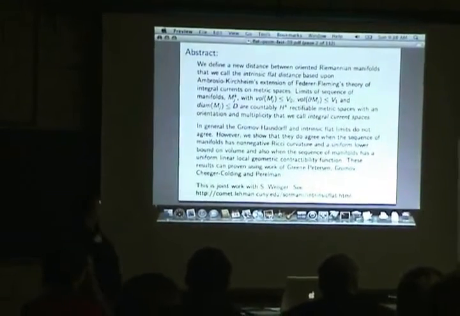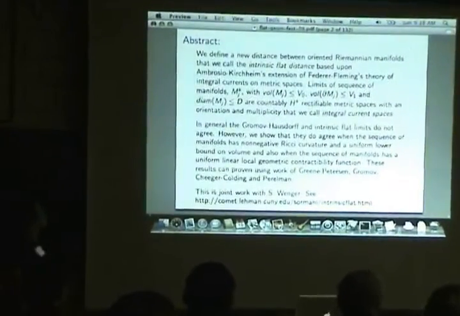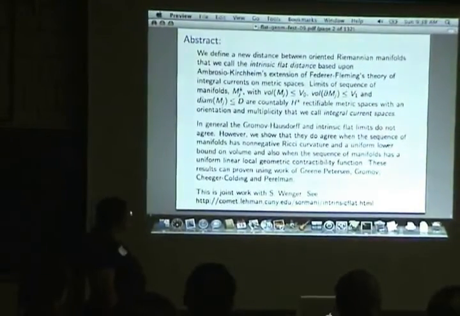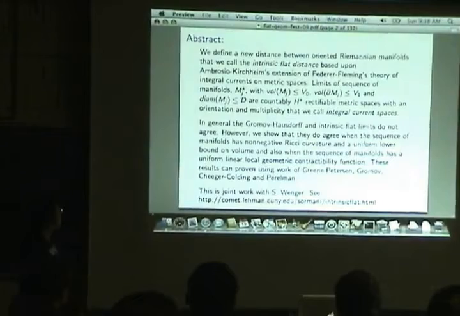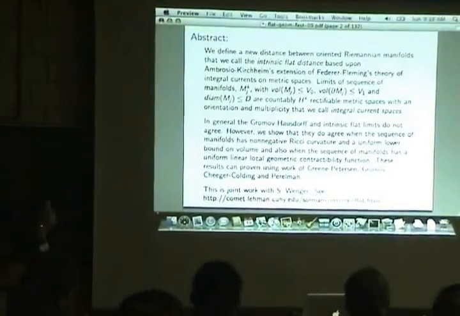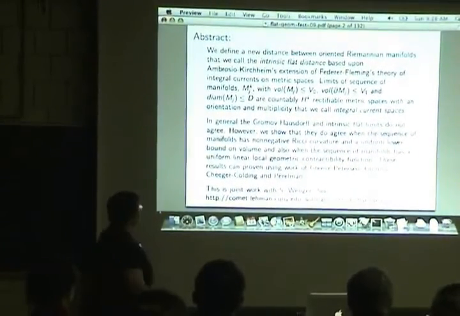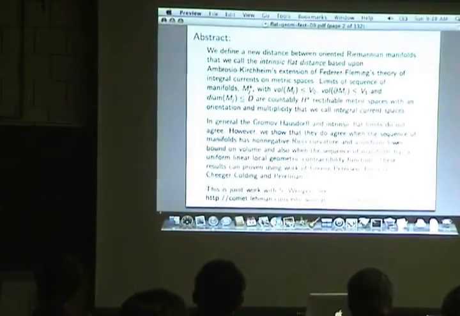Ambrosio-Kirchheim has extended the flat distance between integral currents to metric spaces in general. Limits of sequences of manifolds with respect to our intrinsic flat distance are countably rectifiable metric spaces, so they have these Lipschitz charts all over them. And they have orientation, and they might have multiplicity.